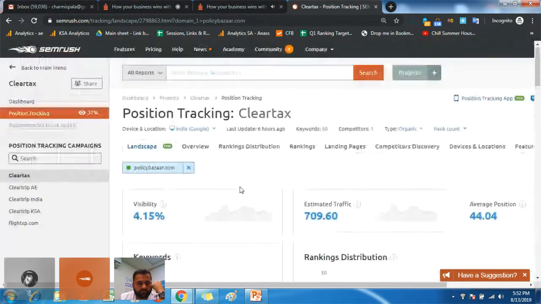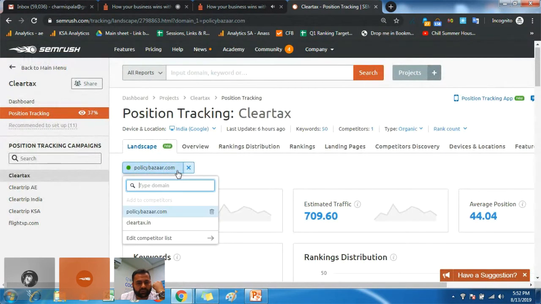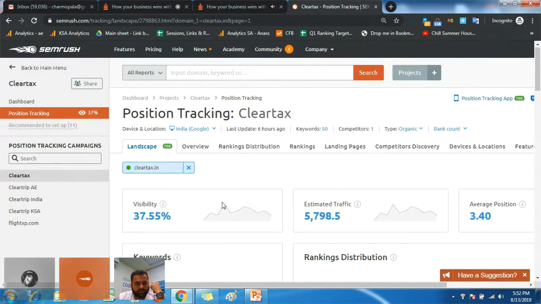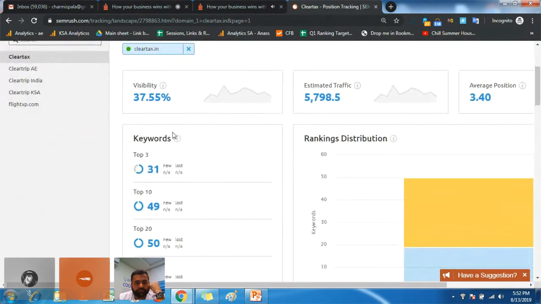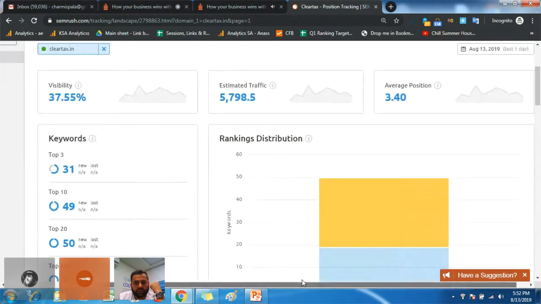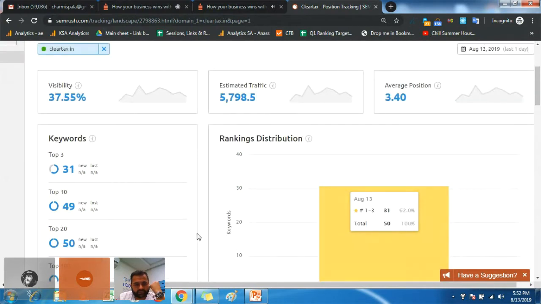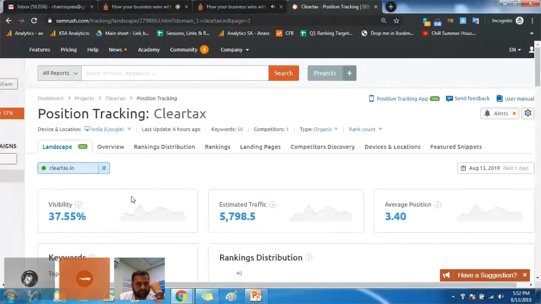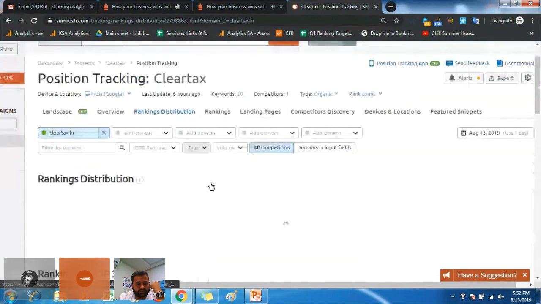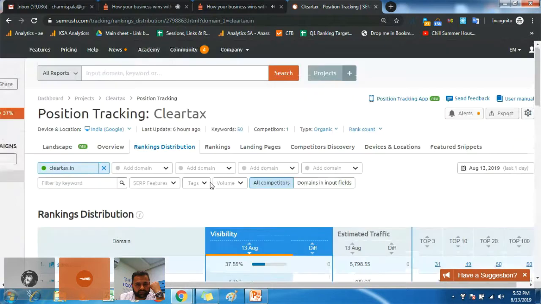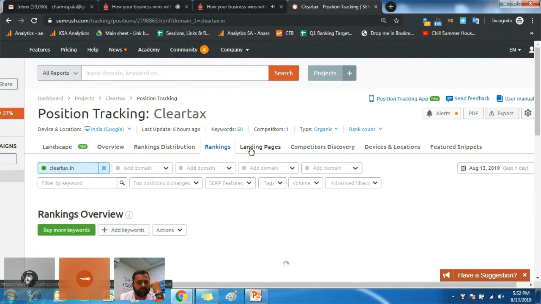Now coming on to this tool, as you can see, I've already added a few keywords which are already ranking. This shows you the visibility trend, the estimated traffic, and the average position that you get from all of these keywords. You can toggle it however you want. Say, if I want to see the top 3 trends of my keywords, I can see it. I have 31 keywords that are ranking in the top 3. Again, it shows the ranking distribution, top 3s, top 10s. I can segregate in terms of competitive discovery, rankings, landing pages, and multiple things.